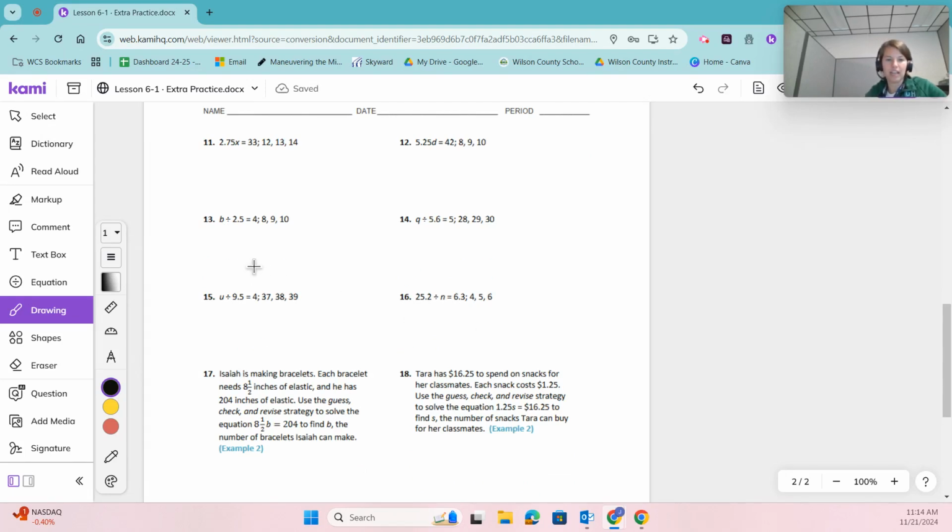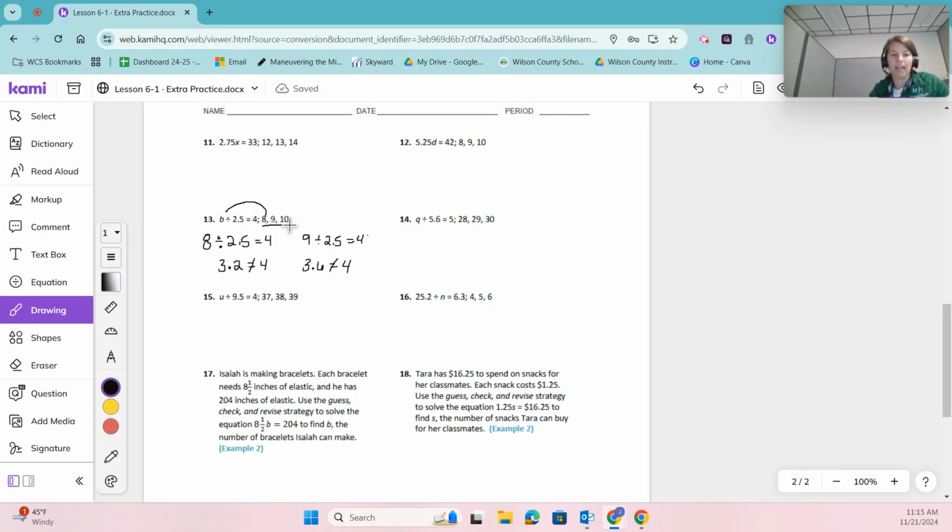And 13 has division. Okay, so b divided by 2.5 equals 4. So again, substituting the numbers in the solution set that they give us in for b. So 8 divided by 2.5 equals 3.2. That does not equal 4, so we'll try another one. Let's do 9 divided by 2.5. 3.6, so that is not correct.